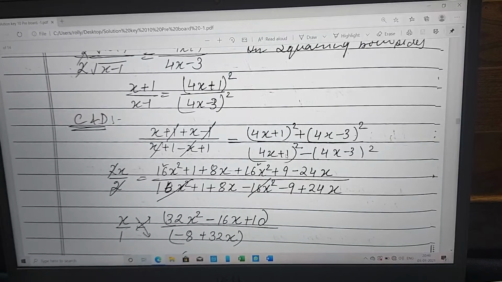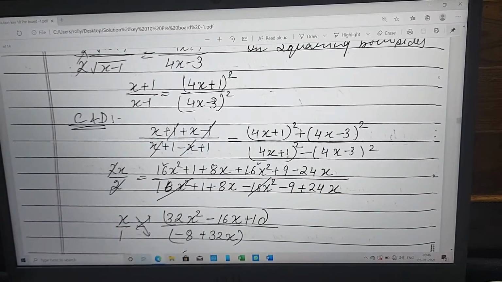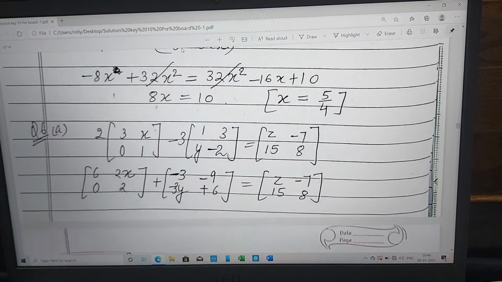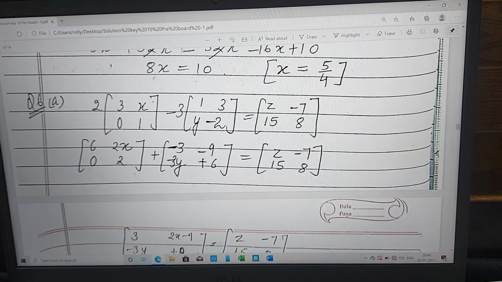Now moving on to the next part. Okay. So moving on, the value of x for this question will be 5 upon 4.